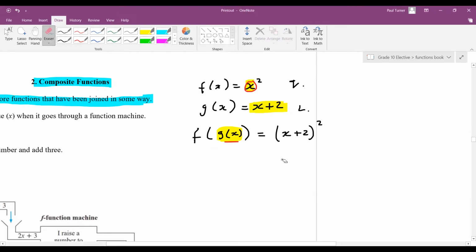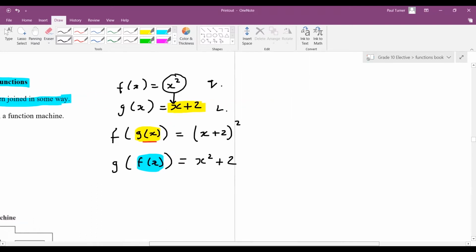So that's one example. Now I can do it the other way around. I could do g(f(x)). Do you see what I'm going to do now? I'm going to take my f function, which is x squared. Let's write that again. So I'm going to take my f function, which is here, and I'm going to insert it into my g function wherever I see x. So all I do, I replace the x. So that would become x squared plus 2. Okay, so this is the way we do it.